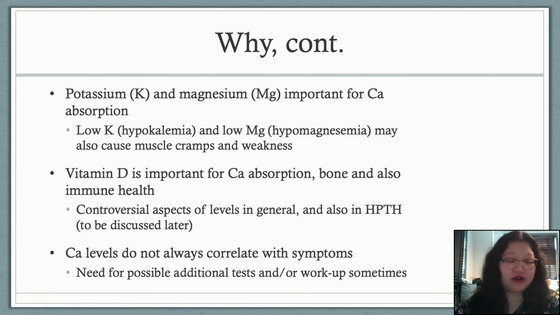Potassium and magnesium are also important for calcium absorption. Low potassium, which is hypokalemia, and low magnesium or hypomagnesemia can also cause muscle cramps and weakness, which really mimic a lot of hypocalcemic symptoms. Vitamin D is very important for calcium absorption, for bone health, and also for immune health. We'll discuss this a little bit more later, but it's kind of a little controversial what the level should actually be, and also where we should keep it in hypopara. Now, remember that calcium levels don't always correlate perfectly with symptoms, so you may need possible additional tests and other workups sometimes, like don't always only assume that it's from the calcium levels.